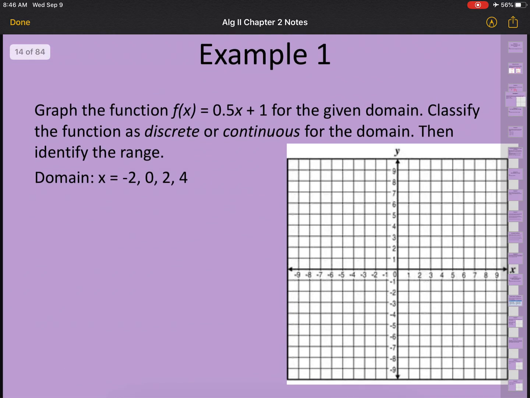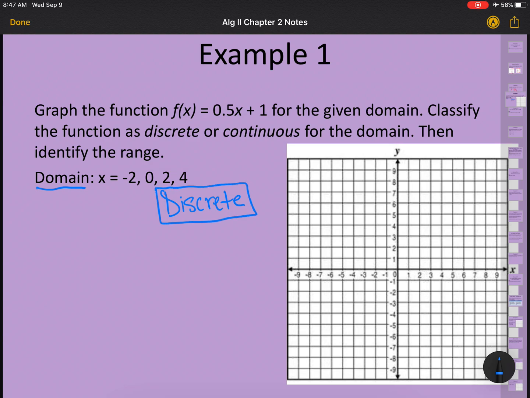In this first example, we're going to graph the function f of x equals 1/2 x plus 1 for the given domain. Classify the function as discrete or continuous for the domain, then identify the range. Our given domain here is a list of just x values. Notice they go in twos, so I'm not going to catch negative 1, 1, 3, 5. So it's automatically discrete because we're missing values in between. But I still need to graph it.